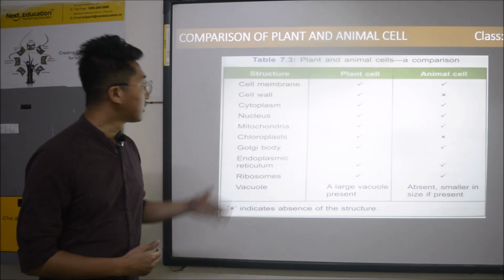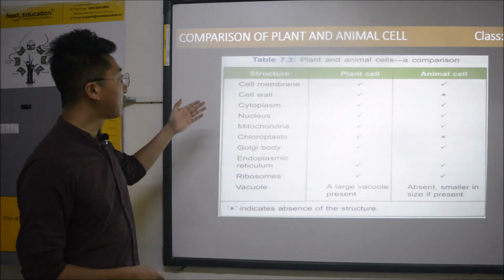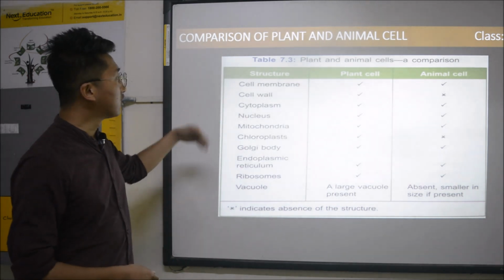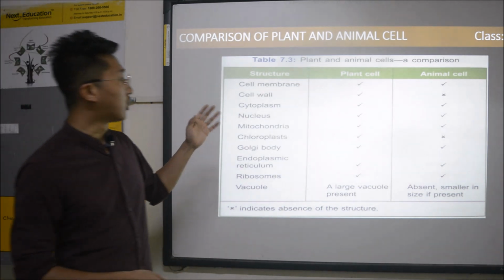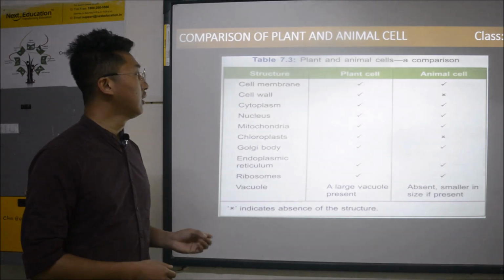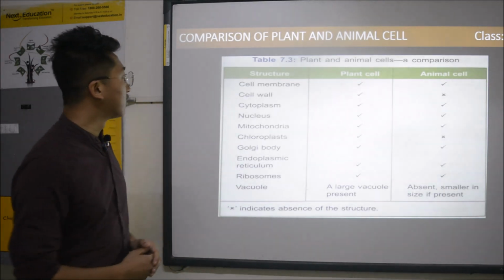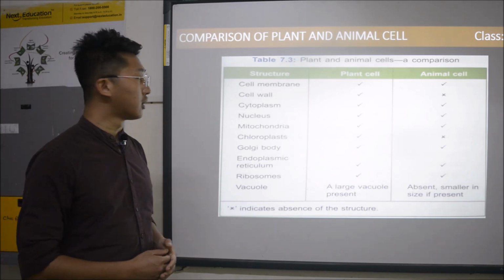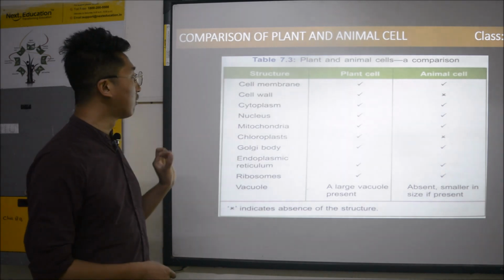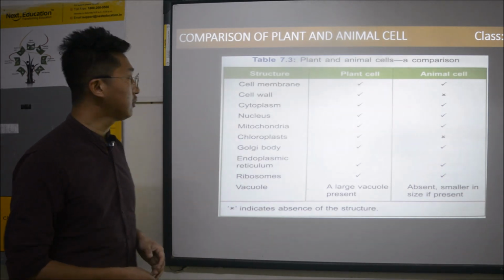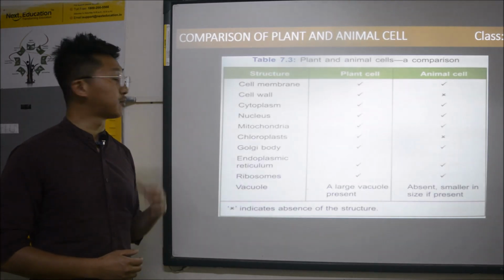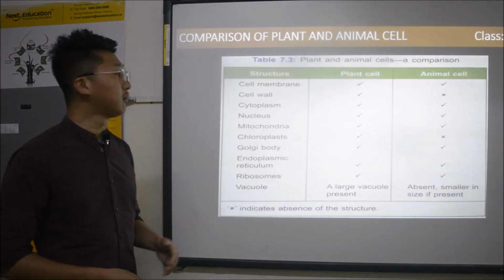So you can see the different parts or organelles of the cell. We'll see each one of them, and which organelle is present in the plant cell and the animal cell. In the case of the first one, there is the cell membrane. We had studied in the previous video that it is the outer portion of the cell which covers the cytoplasm. So the cell membrane is present both in plant cells and animal cells.